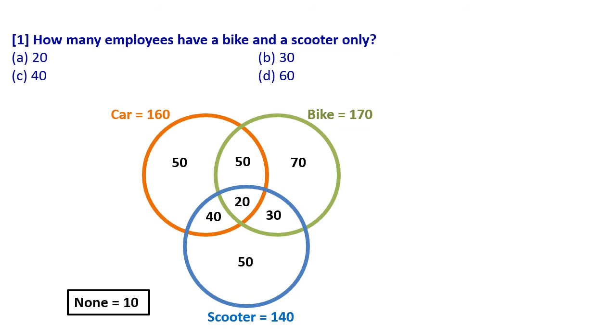The very first question. How many employees have bike and scooter only? Well, that is nothing but this 30. As the word only is used, the answer is 30. Option B.